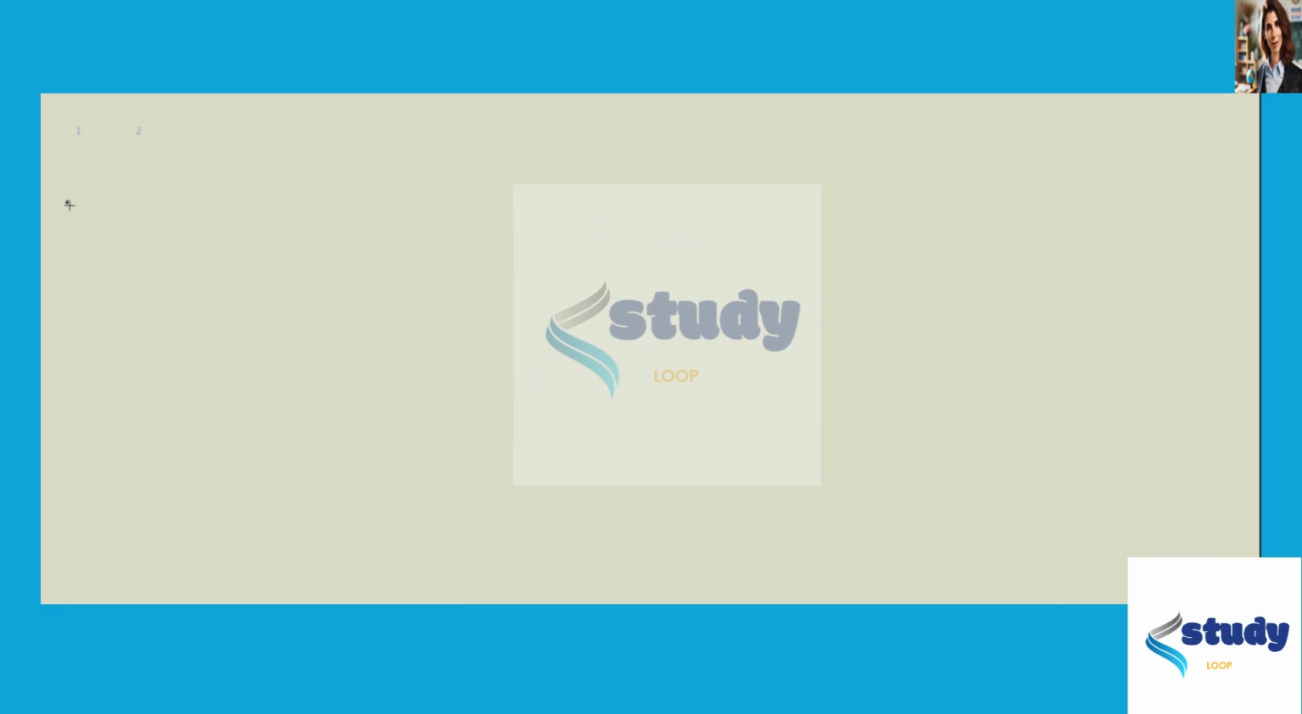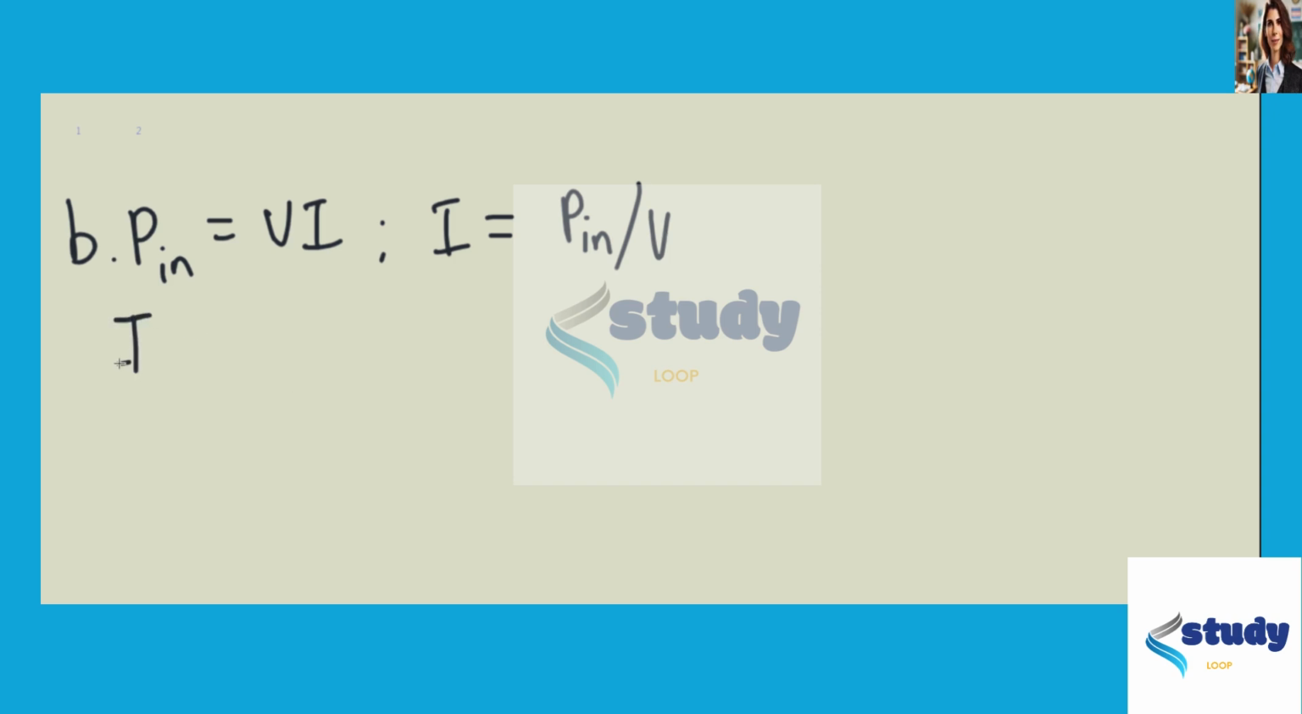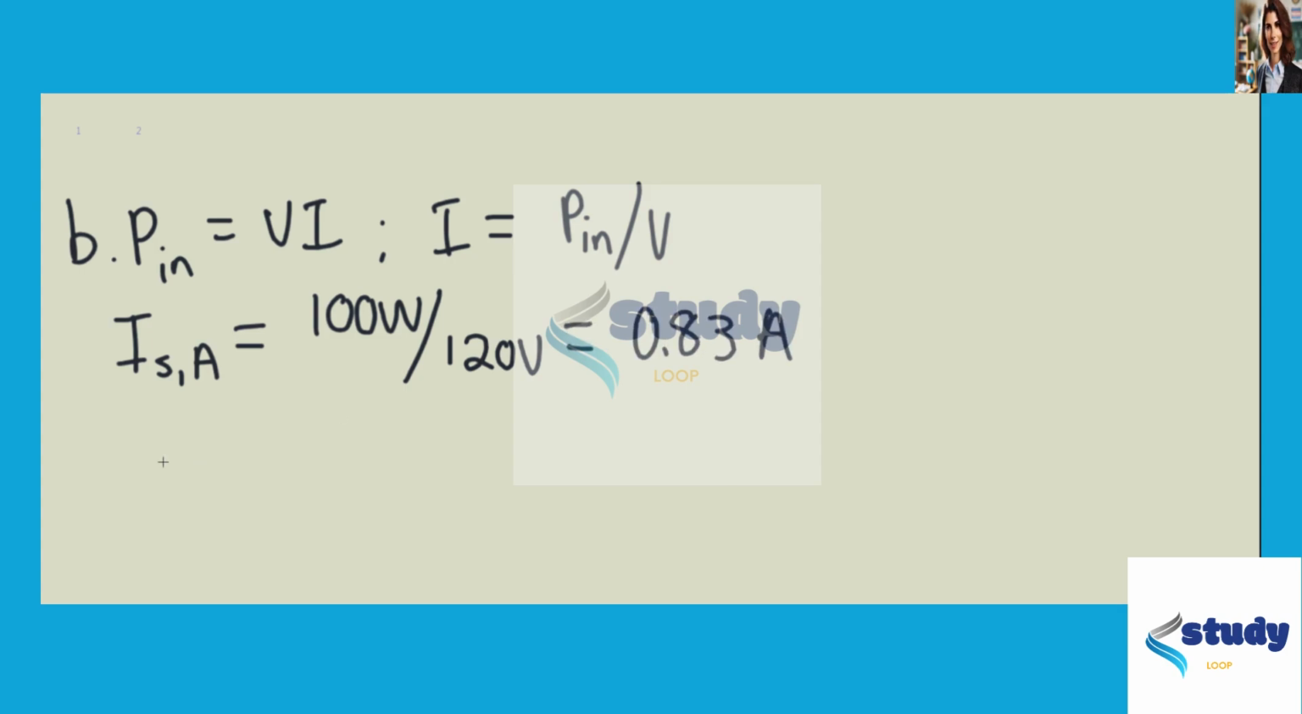Now for part B, we know that the power in is equaling the voltage multiplied by the current. And so the current is essentially equaling the power in divided by the voltage. And so we're going to solve them for all the cases. We could say current sub S A for case A essentially would be 100 watts divided by the voltage of 120 volts. And this is equaling 0.83 amperes.